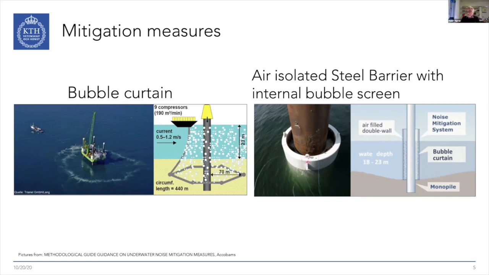So on the right side, we have what's called an air isolated steel barrier with internal bubble screen. And that means what you see there is the white steel, it's air inside, and that functions as an air bubble curtain, but they also add this bubble curtain inside. So it's actually two mitigation techniques in the same place. In principle it mimics the bubble curtain. The advantage is that it is of course not disturbed by waves and tides. And the disadvantage is maybe that it doesn't have the same kind of attenuation.